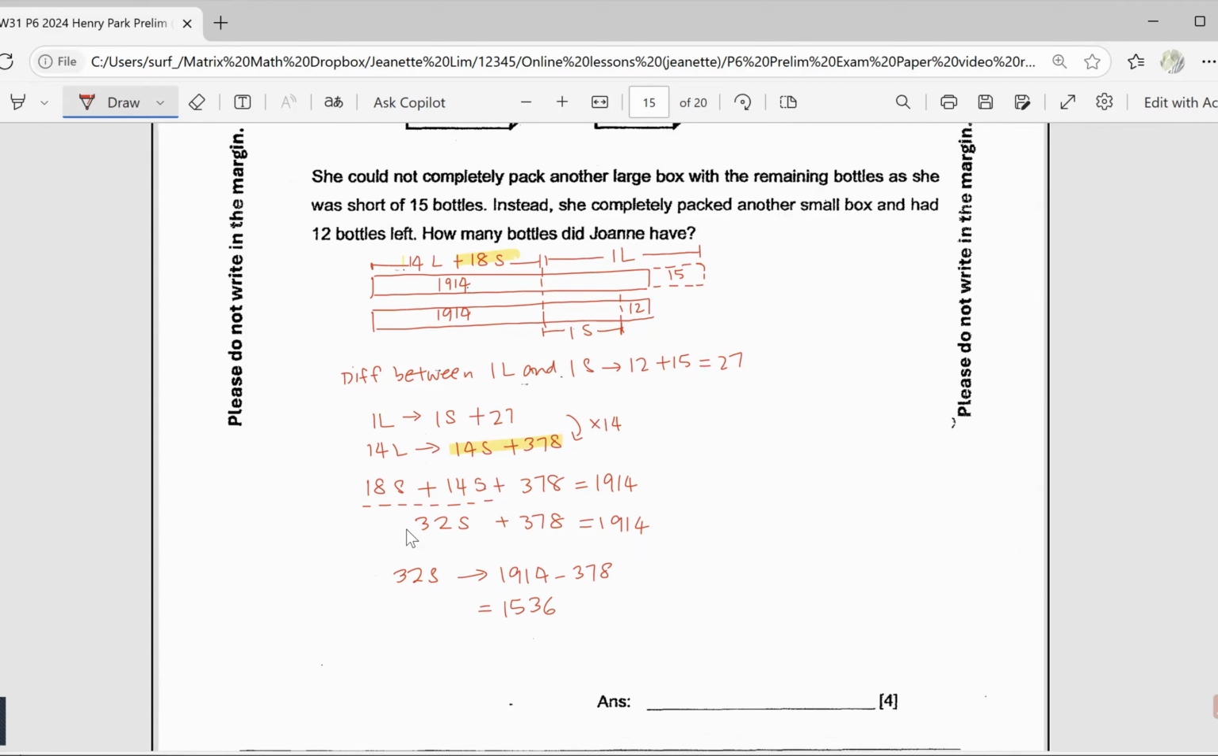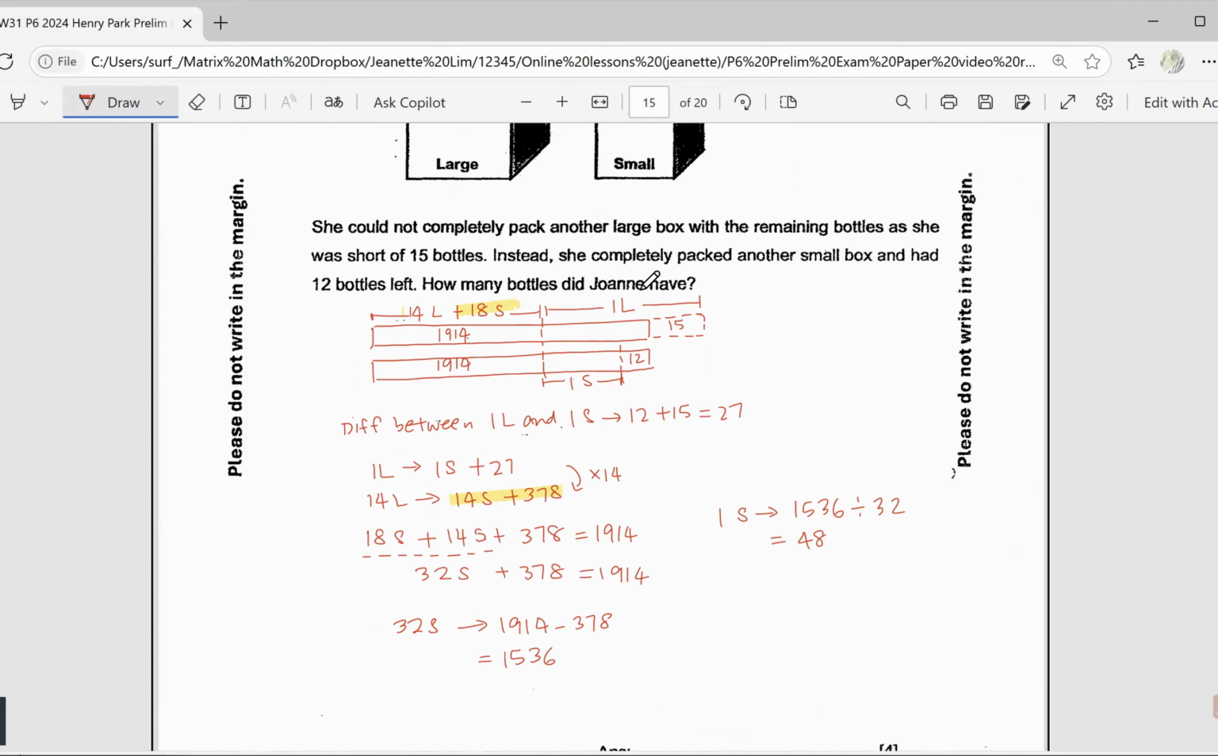1536. From here, you can find one small box, which is 1536 divided by 32. So every small box has 48 bottles. How many bottles did she have? If you look at the model, 48 is over here, this part. So the total number of bottles would be 1914 plus 48 plus 12.